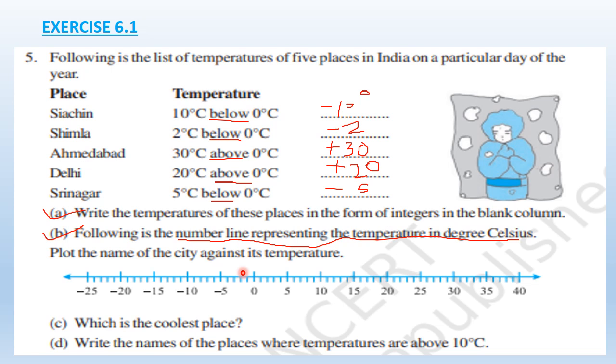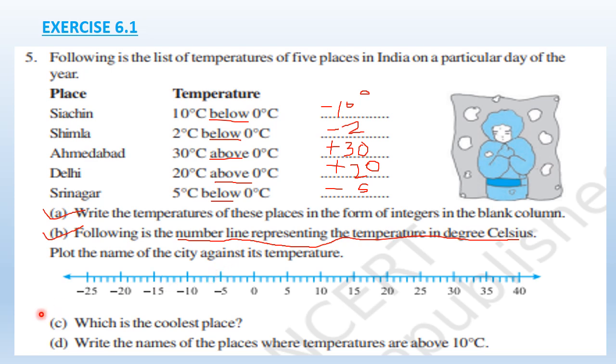Next, Ahmedabad, plus 30. Plus 30 means to the right of 0. Means here should be Ahmedabad. Okay. Now next is plus 20. Again plus 20 means to the right of 0. So here is the name of the city, Delhi. Now next is Srinagar. Where is Srinagar? Minus 5. So here is the place named Srinagar.